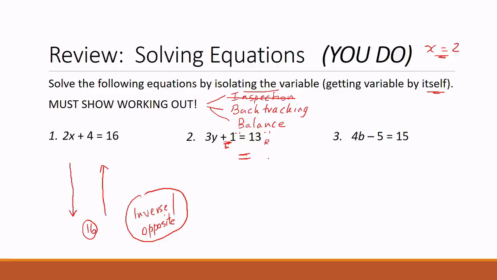Now what I'd like you to do is pick one, or maybe try both of those methods if you wish. But I'd like you to try and solve these three equations that you see on the screen. And I'm going to go through the method of backtracking, the method of balance or balancing for one or two of these equations that you see here. So pause the video for about 5 minutes and see if you can get the solutions out yourself.